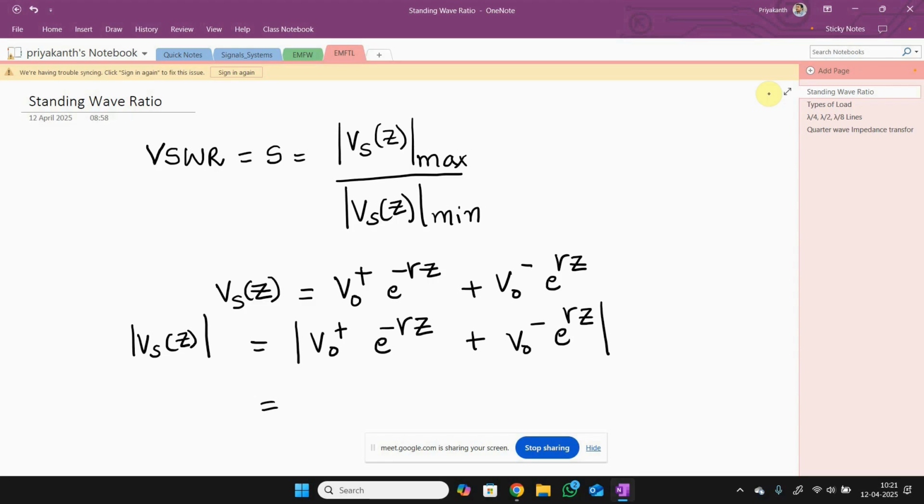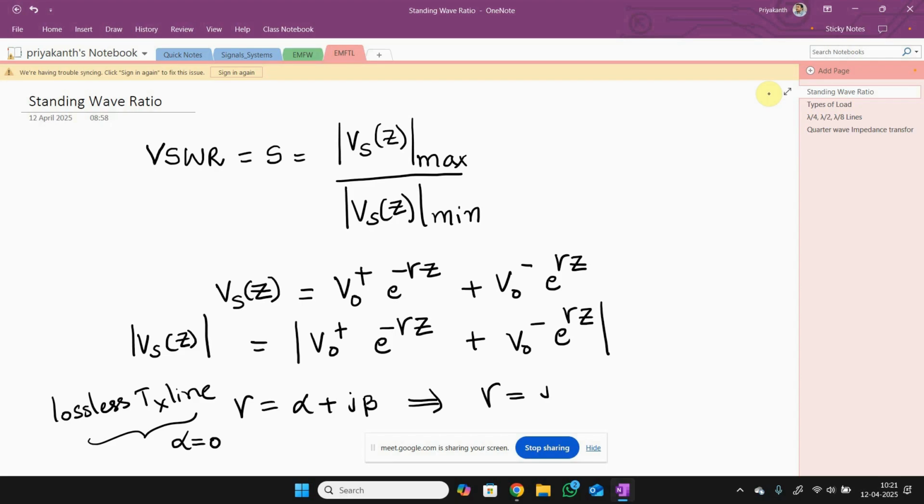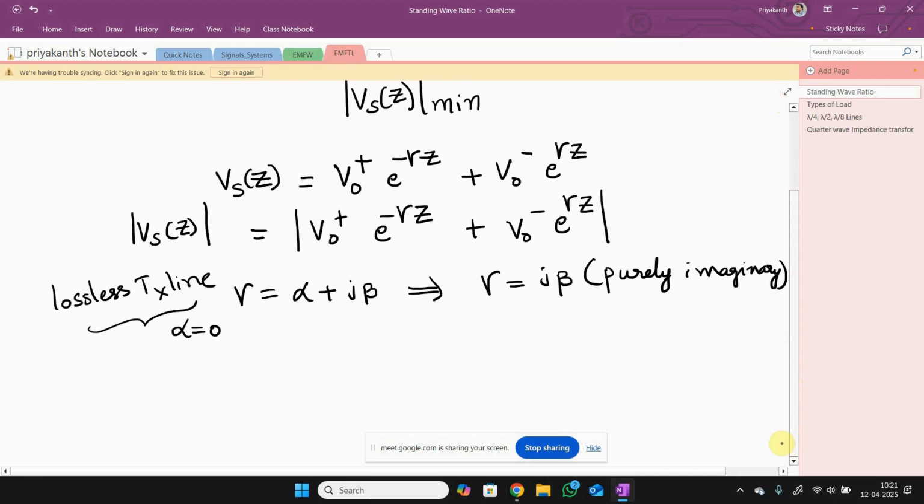Next, if I am talking about a lossless transmission line, we have studied two cases: one is the lossless transmission line, the other is the distortionless transmission line. Now I am considering the lossless transmission line. Gamma we generally write as alpha plus j beta, but for a lossless transmission line, alpha is 0. Therefore gamma will be j beta, which is purely imaginary. Now let's substitute gamma equal to j beta in the magnitude of Vs. Now you will get e power of minus j beta Z.